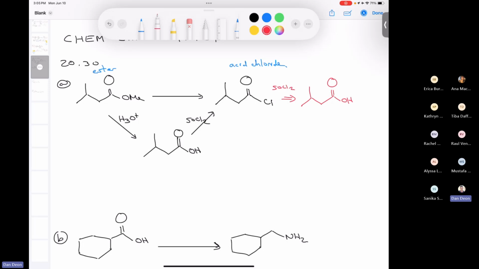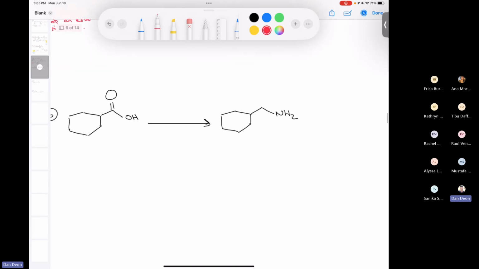Now, out of these two reactions, this is the only one that I ask you to know the mechanism to. That's going to be the hydrolysis of an ester in acid. It's the reverse of Fischer esterification, but that mechanism I expect you to know.